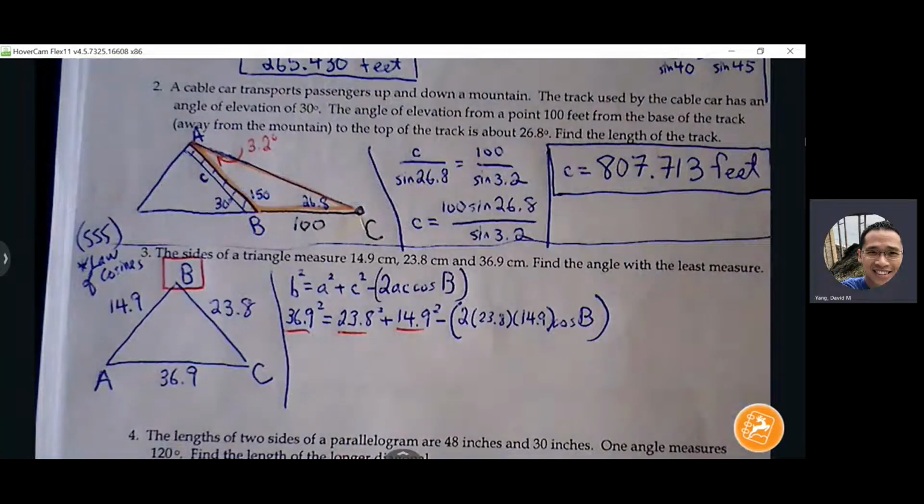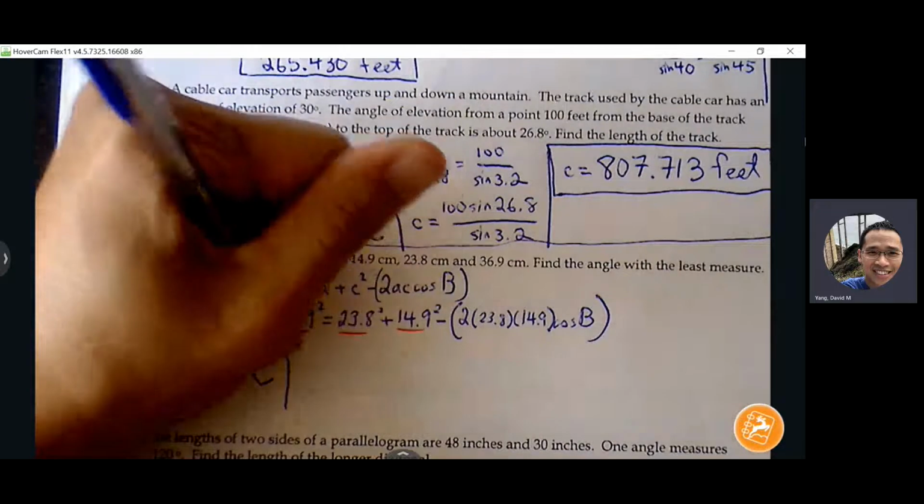Combine all the like terms together. I'll put all that on the left side, just use my calculator to get my decimal value.